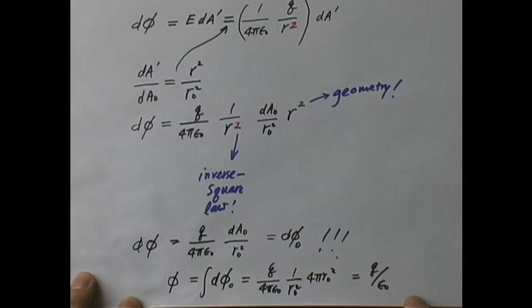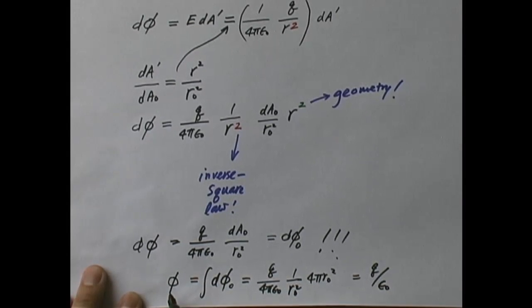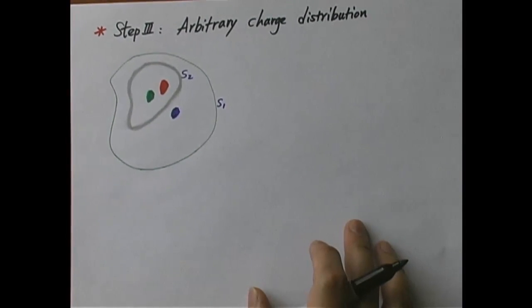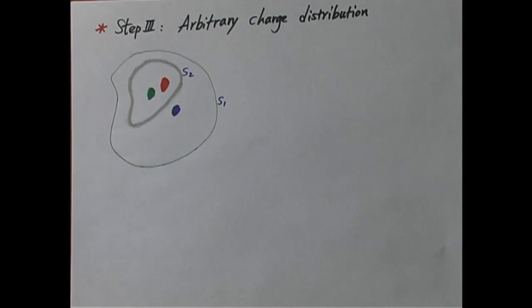So we showed that regardless of what shape the Gaussian surface is, as long as it captures the same amount of charge, it doesn't have to be spherical. Okay, the electric flux over that Gaussian surface is always q over epsilon naught. Q is the single point charge that is enclosed by the Gaussian surface. And that was the key step. After that, what's left is quite simple.